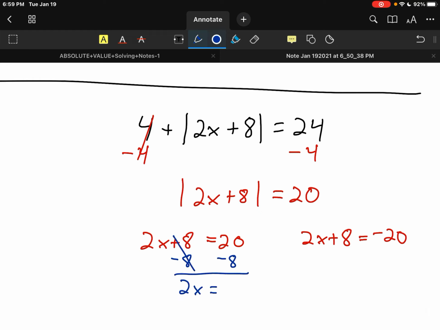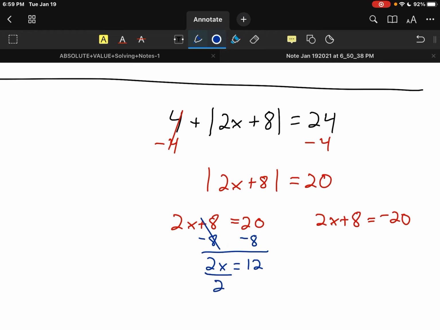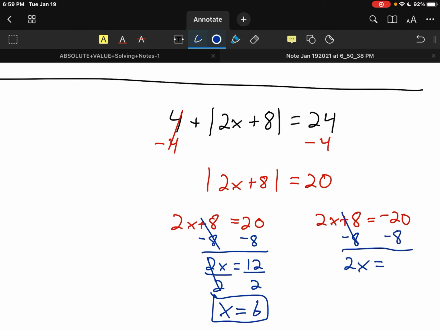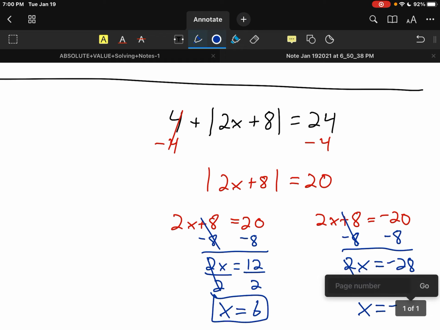So I'm left with 2x equals 20 minus 8, which is 12. And I'm going to divide by 2 to get x by itself. I get x equals 12 divided by 2, which is 6. Do the exact same steps on this side; you're just going to get different numbers. So subtract 8 from both sides, cancel. I get 2x equals negative 20 minus 8, which is negative 28. And I'm going to divide by 2. So I get x equals negative 28 divided by 2, which is negative 14.